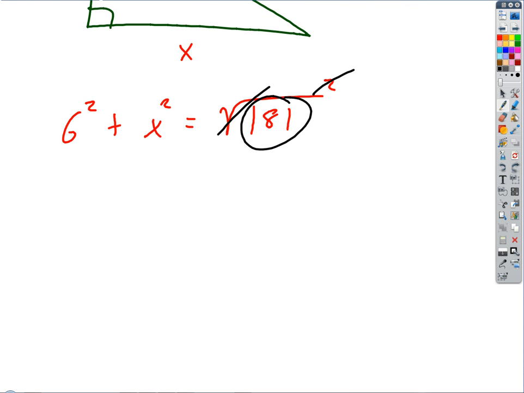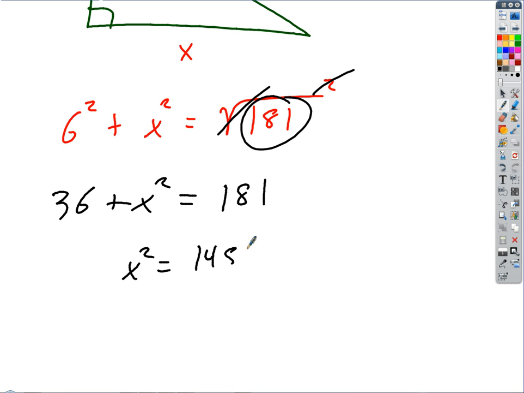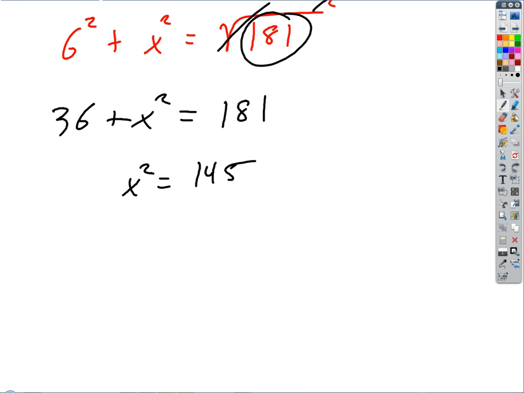What's 6 squared? So 36 plus x squared equals 181. And we're just looking for x, right? That's the length of that side. How am I going to solve for x there? Minus 36. Good. Subtract 36. So x squared equals 145. And then the last step? Square root. Sure. Okay, so x equals the square root of 145. And we'll just turn it into a decimal. It's 12.04.